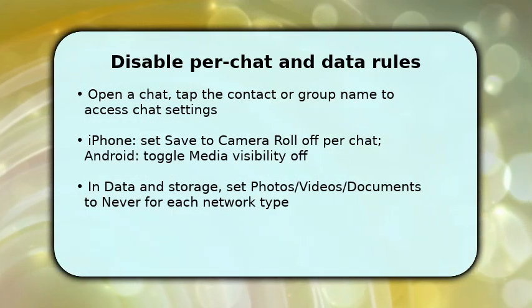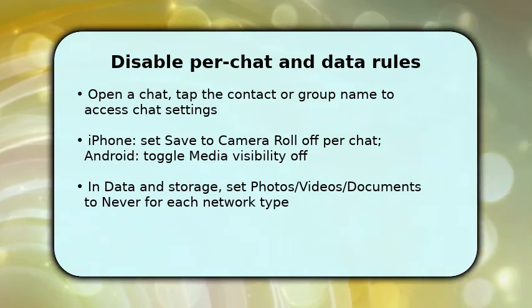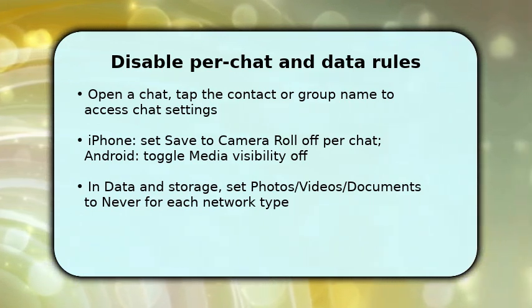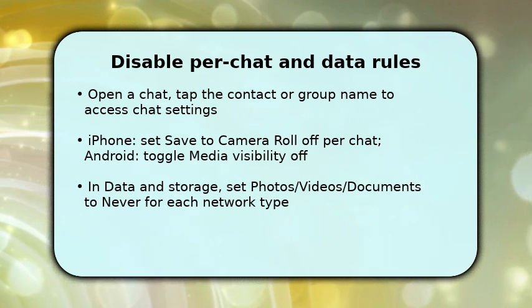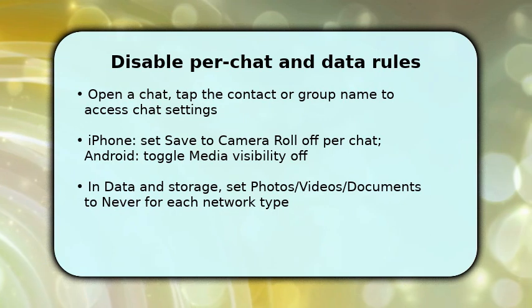Next, handle exceptions by adjusting per chat options. You should open busy chats or groups, tap the contact or group name, and disable Save to Camera Roll, iPhone, or media visibility, Android, so media from that conversation won't appear in your gallery.